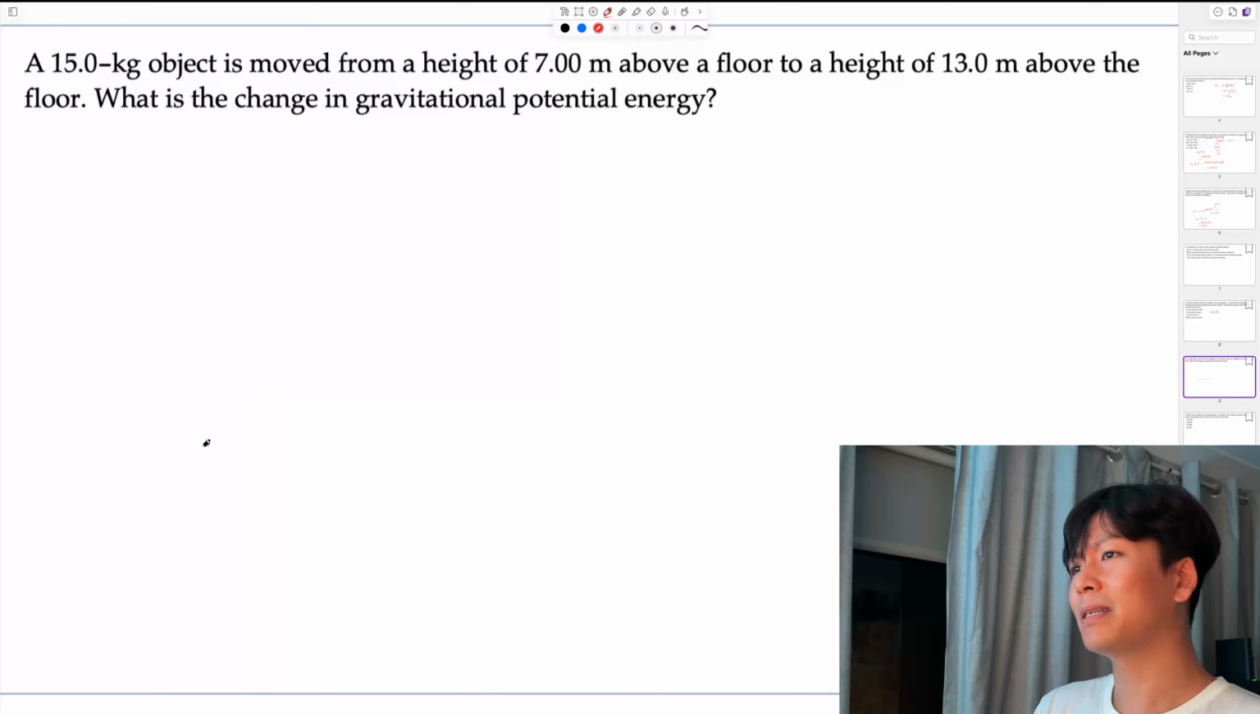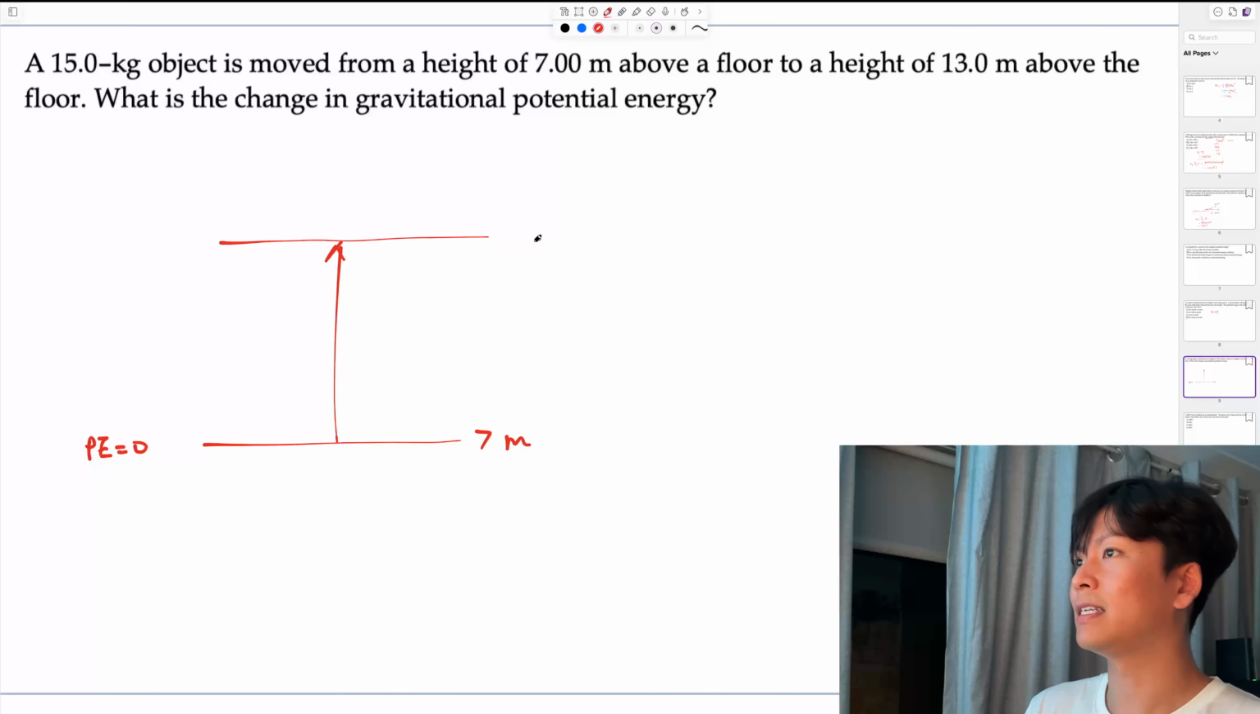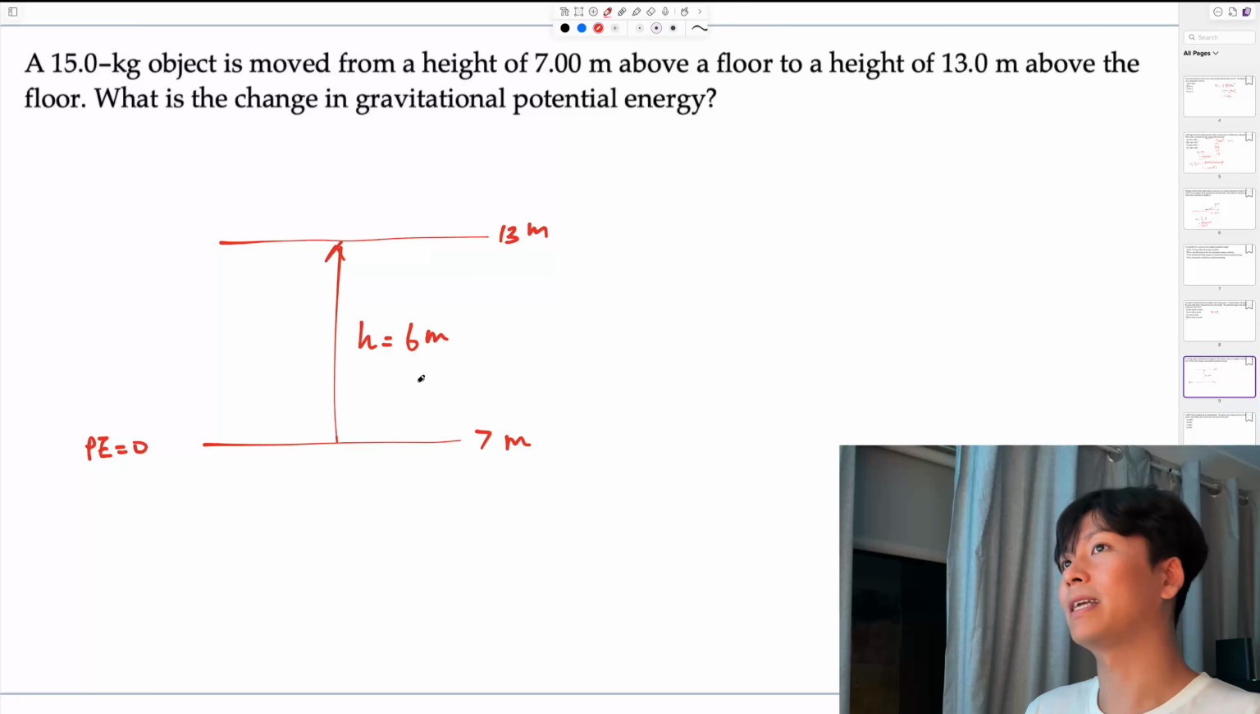Sorry, you know what? Let's just do it this way. I'm just going to set this 7 meters above the floor as my zero potential, right? And so then I'm now going to move from 7 meters up to 13. So I need to work out the height difference, right? So this here is 13 meters. And so my height difference here is going to be 6 meters, right? So an increase in height of 6 meters.